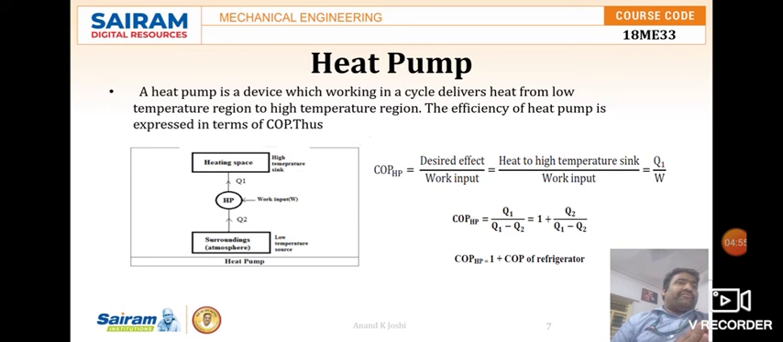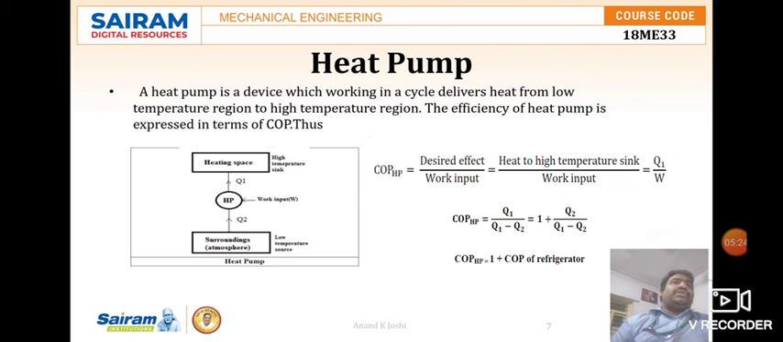Efficiency of a heat engine is expressed in terms of percentage, and it is always less than unity. The coefficient of performance of the refrigerator can be more than unity, and for the heat pump it is always more than unity. So that is the very basic concept you should remember.